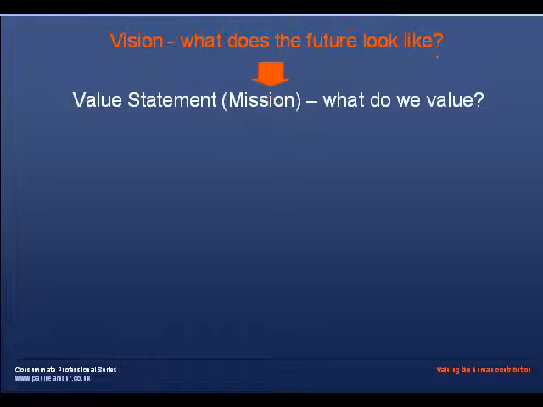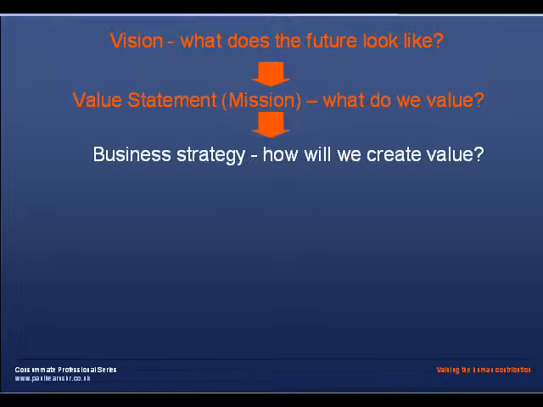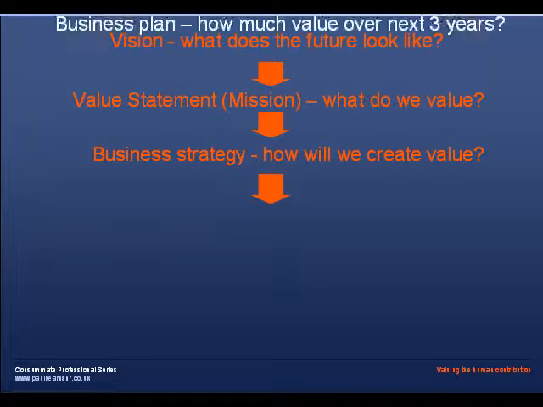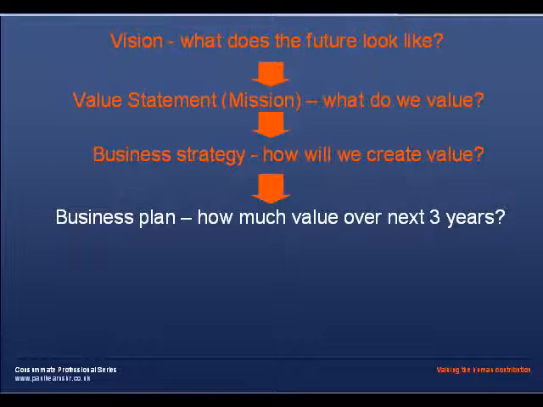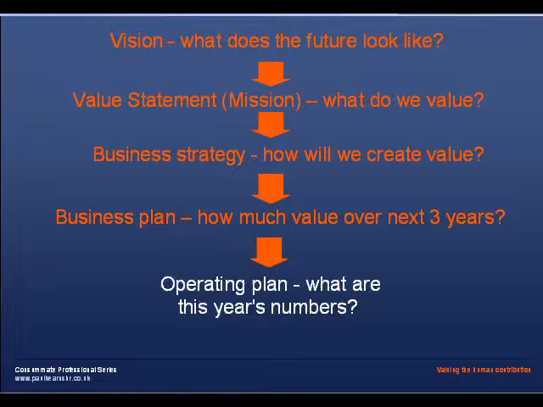It then produces a mission statement, although we tend to call it a value statement. In other words, what value do we want to create, and what values do we want to enshrine in the way we run our organisation. From the value statement comes the business strategy, how will we create value. From the business strategy comes the business plan, which is anything more than 1 year. So how much value, for example, do we want to create over the next 3 years? And at the operating plan level we have the numbers to actually run the business today.